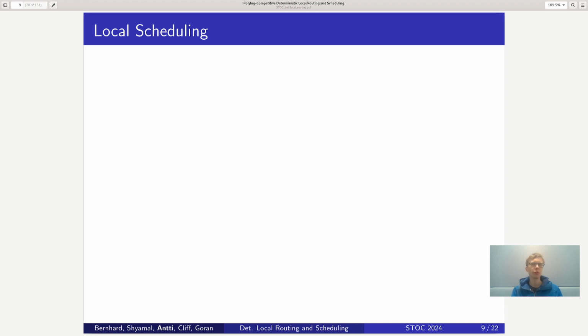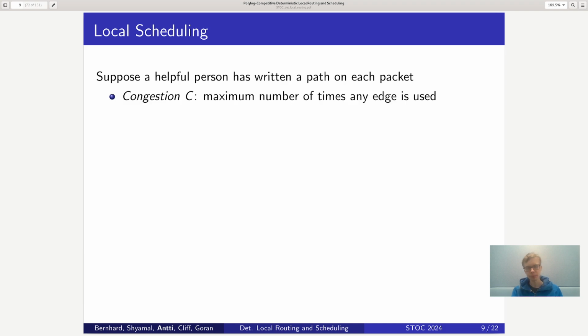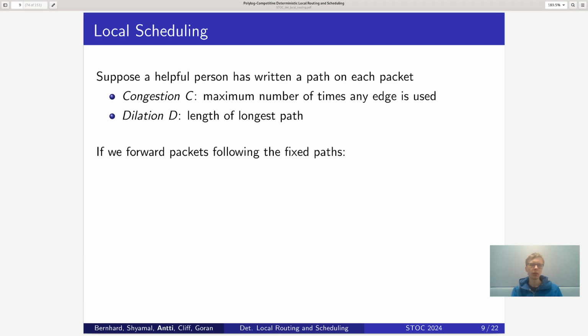Well, let's cover scheduling first, because it's the easier one. Now, suppose that each packet already has a path written on it. Of course, packets cannot be modified, but suppose that you somehow have this information. And also suppose that the path set has congestion and dilation, C and D, where the congestion is simply the maximum number of times any edge is used, and the dilation is the length of the longest path for any packet.